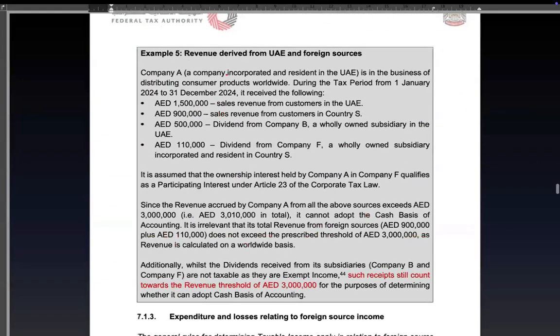Foreign sources. Company A is in the business of distributing consumer goods worldwide. Just keep in mind, this is the company that, in distributing consumer goods, received the following: 1.5 million revenue from UAE sourced income, revenue from customers; this is foreign source income. Dividend from a wholly owned subsidiary: we are assuming this will be under the participation exemption, so it will be exempt. 1.5 million dividend from a wholly owned subsidiary in corporate resident country X. This is a dividend from company B in the UAE, straightforwardly exempt because we are assuming it is received from a juridical person under the participation exemption, so it will be out of scope as well. Both are exempt.